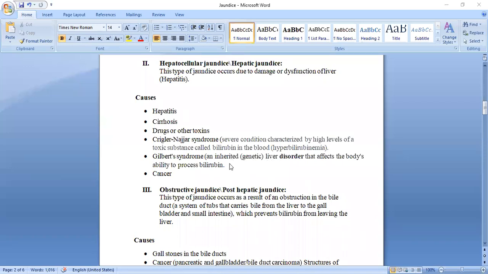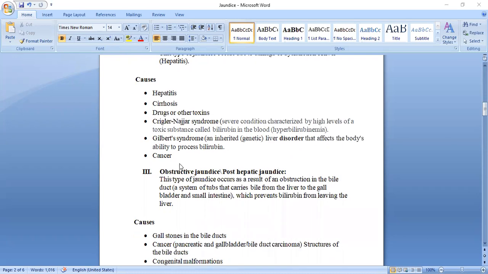This is a genetic liver disorder. In that, what happens? The ability to process the bilirubin is affected. That's why it is called Gilbert syndrome. It is a genetic liver disorder. Okay. Next one, cancer.